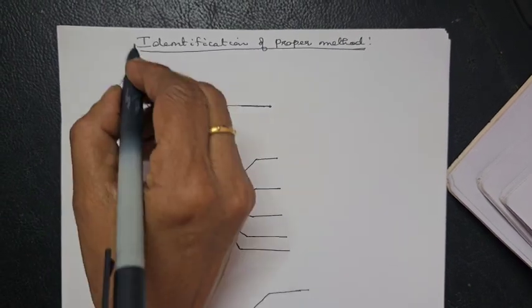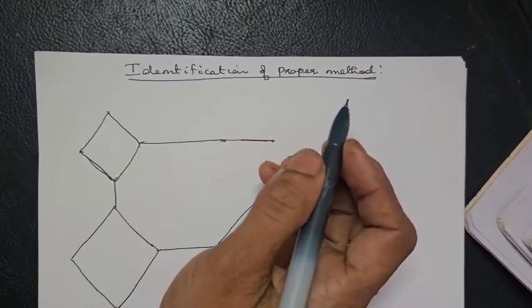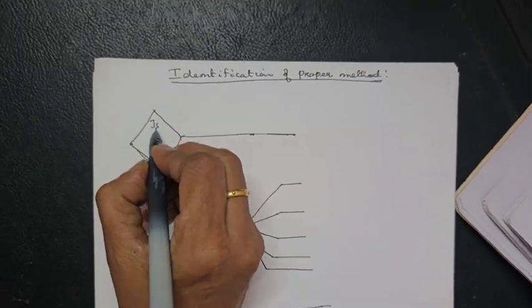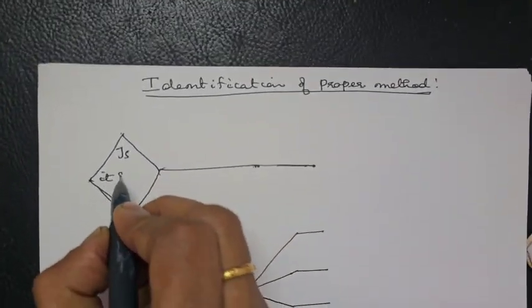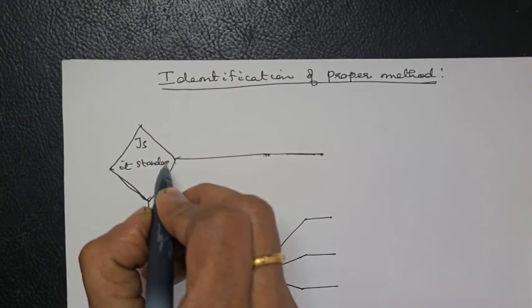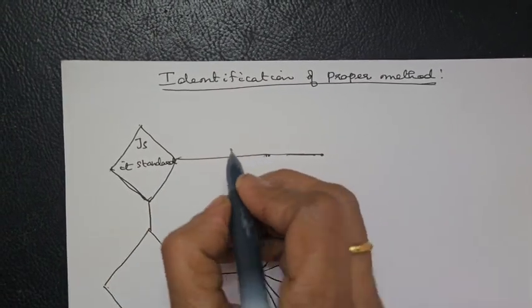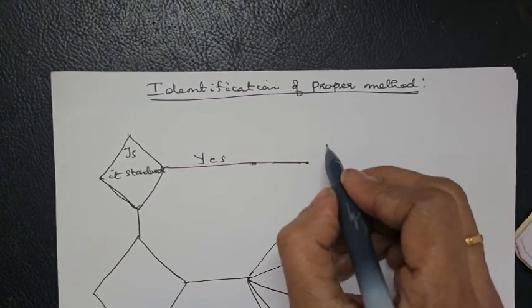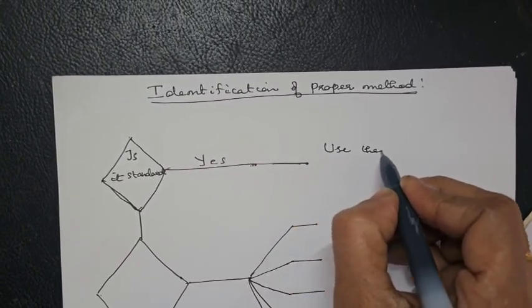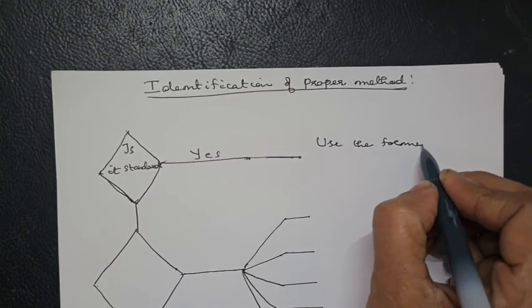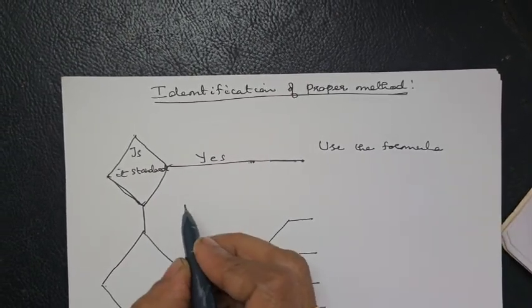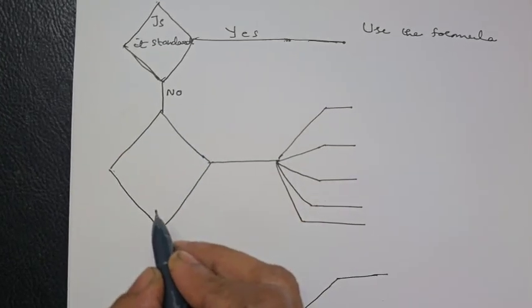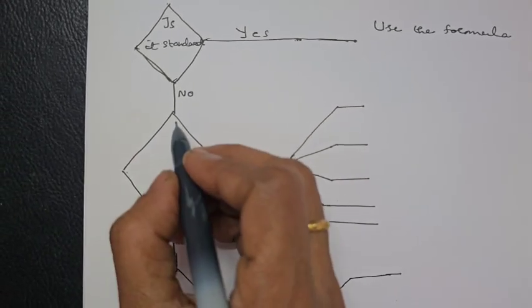We are given an integral I to be integrated. A function is given. So first our question will be: is it standard? That means, is it in the form of a formula we have learned? If the answer is yes, you have identified it as standard, then use the corresponding formula and get the answer directly. If it is not standard, if your answer is no, it is not in any one of the 25 or 26 formulas, so what is to be done?